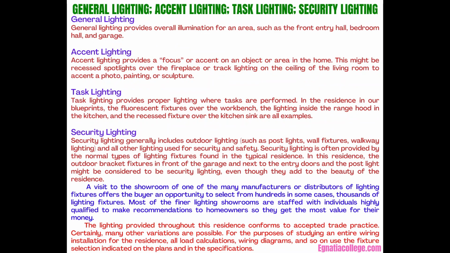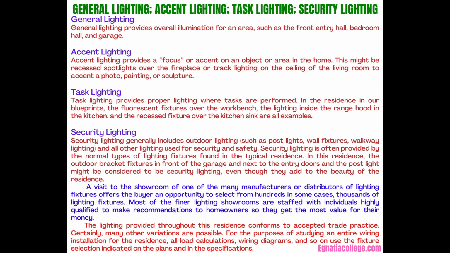General lighting. General lighting provides overall illumination for an area, such as the front entry hall, bedroom hall, and garage. Accent lighting. Accent lighting provides a focus or accent on an object or area in the home. This might be recessed spotlights over the fireplace or track lighting on the ceiling of the living room to accent a photo, painting, or sculpture.